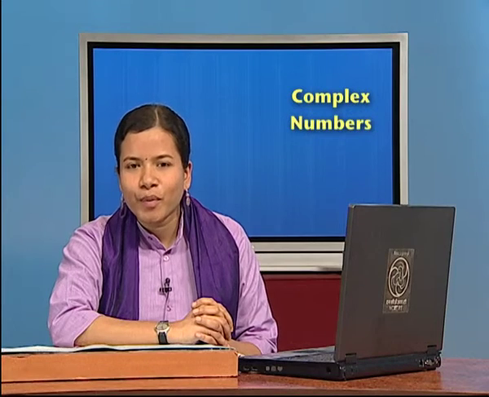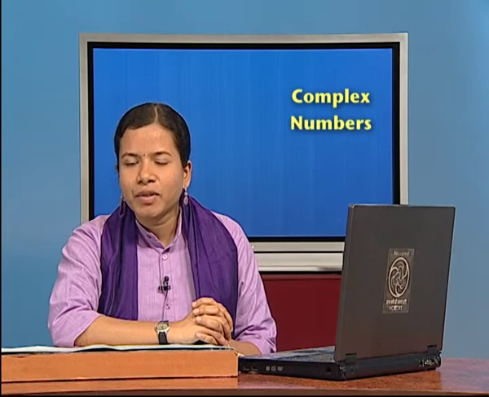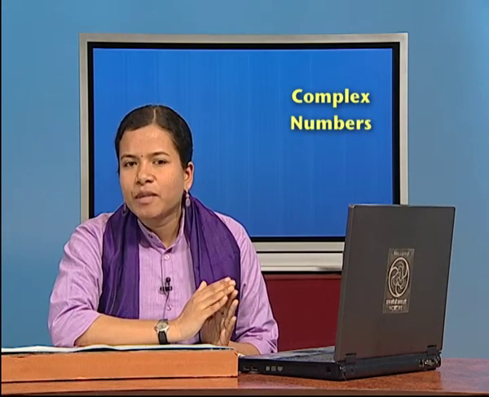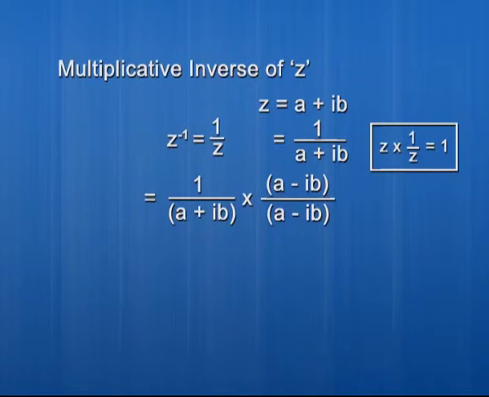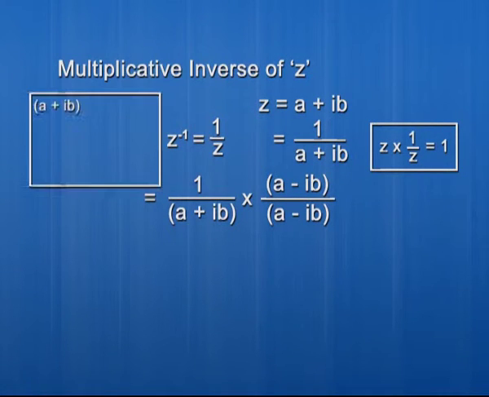Now, before proceeding ahead, I would like to define how we multiply two complex numbers. Suppose we have two complex numbers a plus ib and c plus id. Then we take their multiplication as, first we multiply a with whole c plus id, and then plus, we multiply ib with whole c plus id.